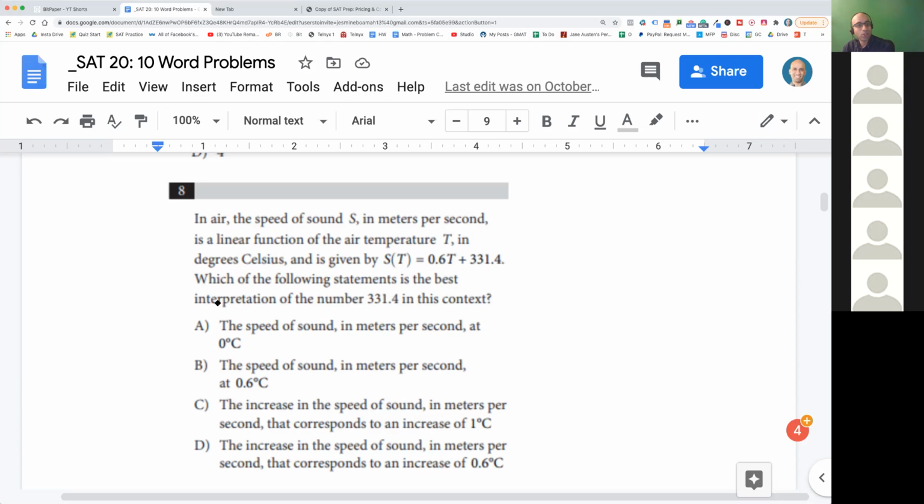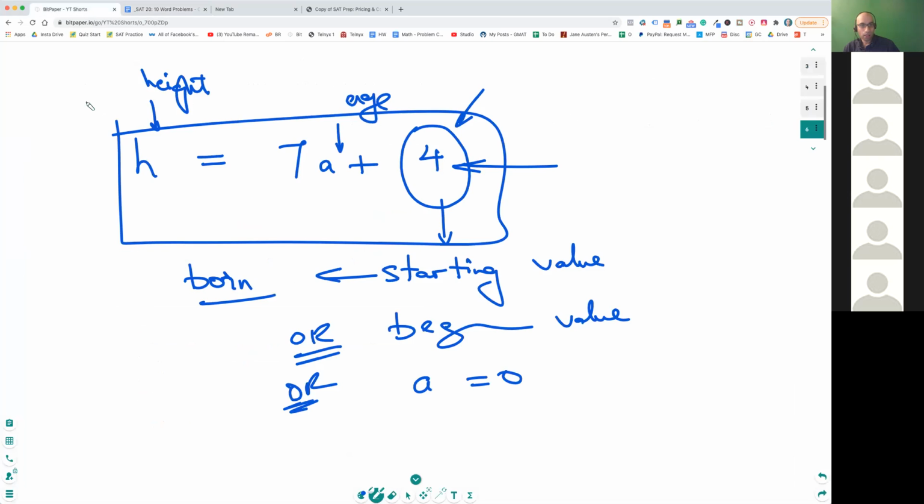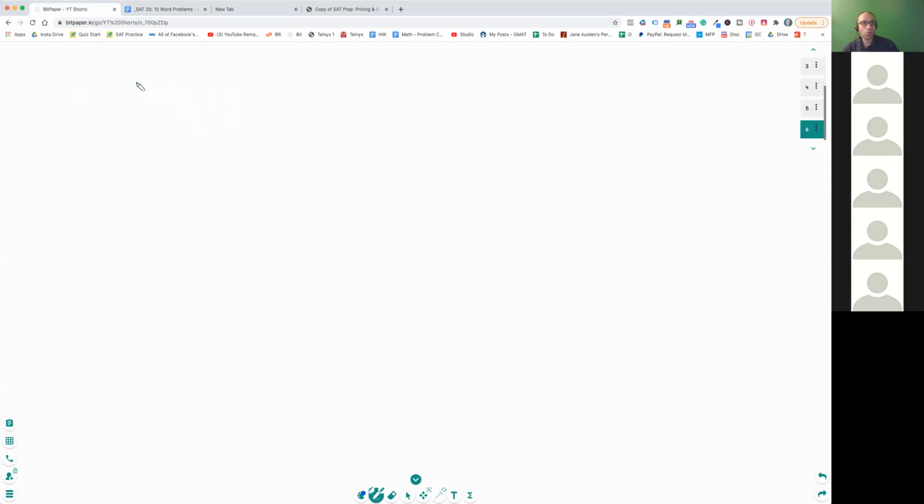Just as soon as you see this word interpretation, it's either going to ask you to interpret this number or this number. This number is the increase or decrease, the unit rate, and this number is the constant or the beginning value, or the y-intercept. Again, it's just y equals mx plus c, nothing fancy about it, but just the way they might twist a few things. So it's important. So far we've done 2 types of word problems.